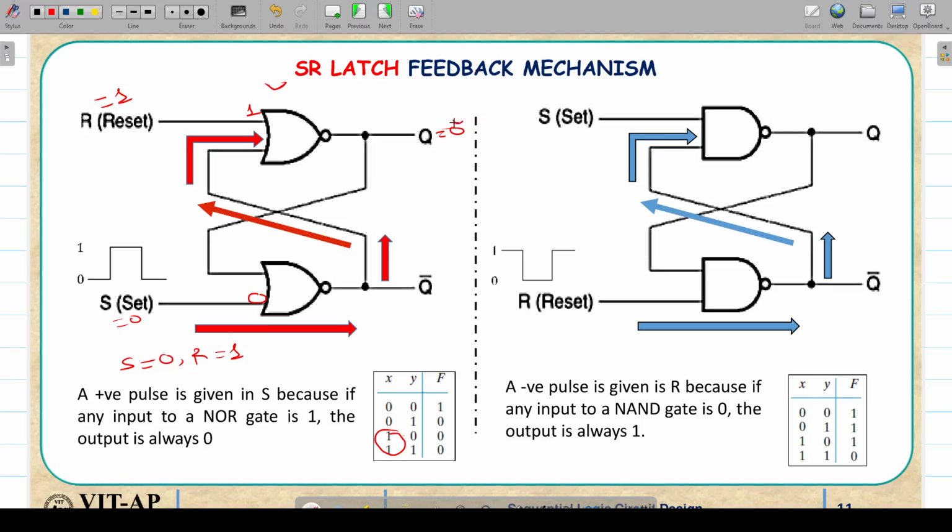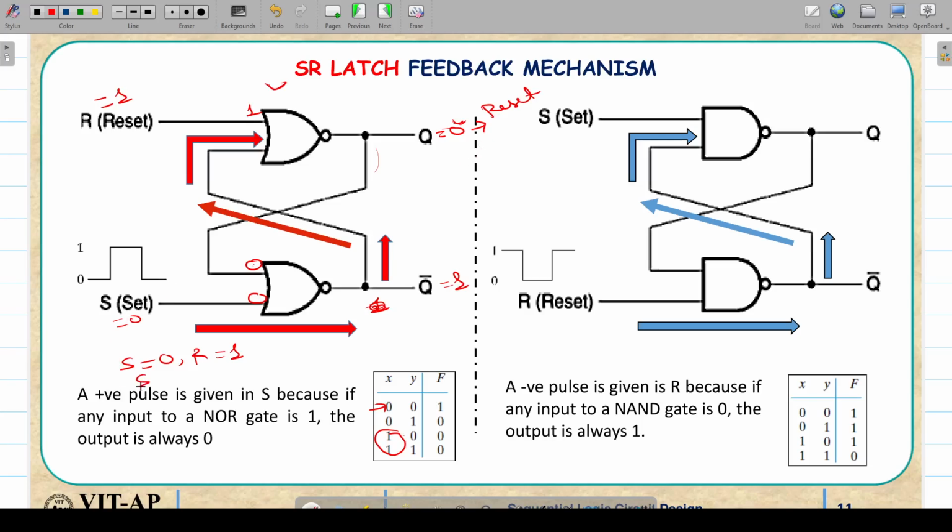Now this value will be fixed here. Once this value is fixed, this 0 will come as input to the other gate, because the input becomes 0 and 0. If 0 and 0, then the output will be equal to 1. So in this condition, let me write here, the output is equal to 1. You can say it is a complemented version also you will get. So here we say the output is the reset state. 0 means reset. It is the reset state.